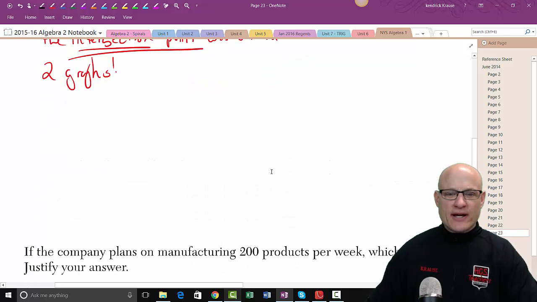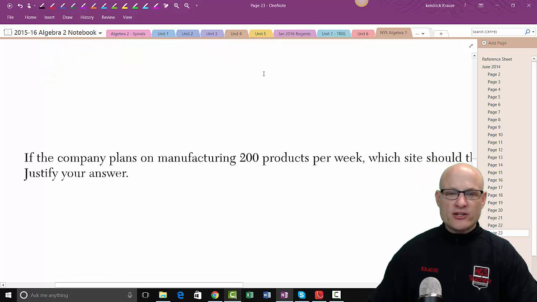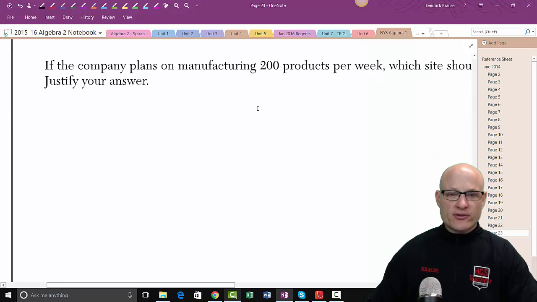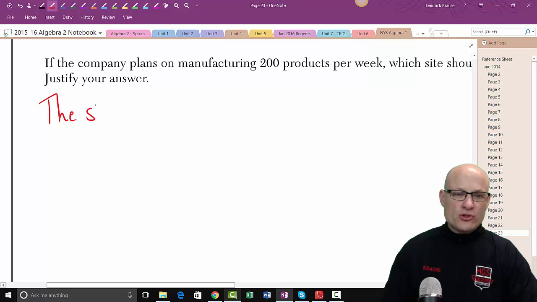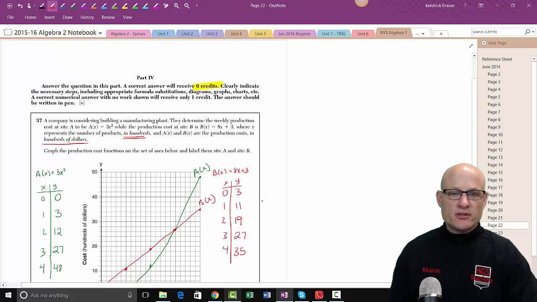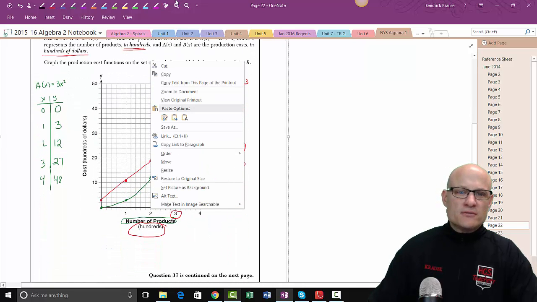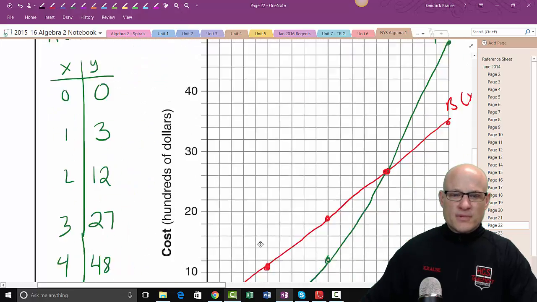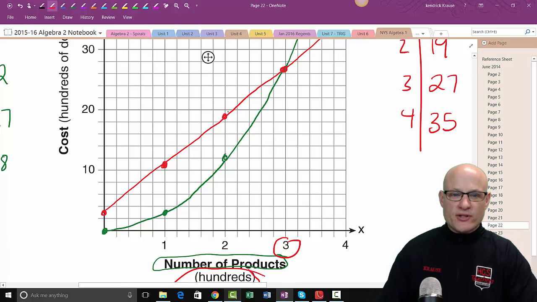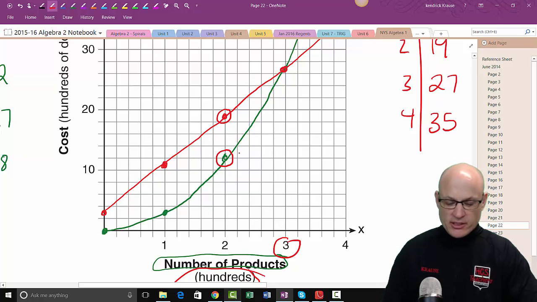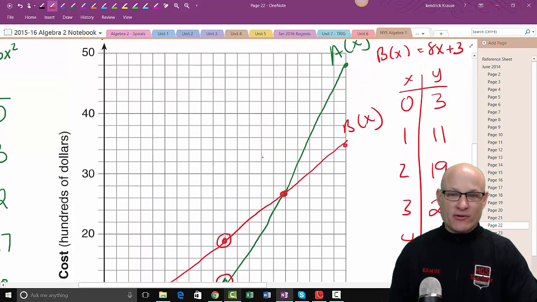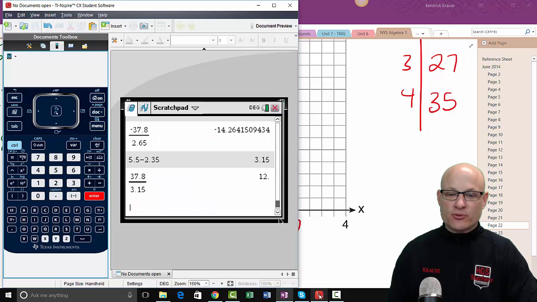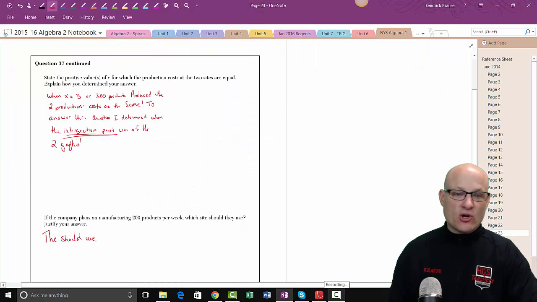If the company plans to manufacture 200 products per week, which site should they use? Justify your answer. They should use... Now, if we go back to our graph and we want to look at 200, look at 200. At 200, you can clearly see that the red one, or B of x, costs a lot more than A of x. So the answer should be, they should use A of x. A of x is the green one, right? If they're only planning on manufacturing 200 per week, they should use A of x because it's lower.